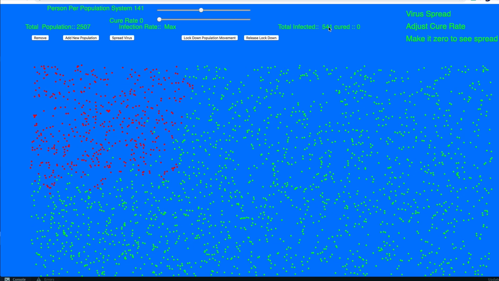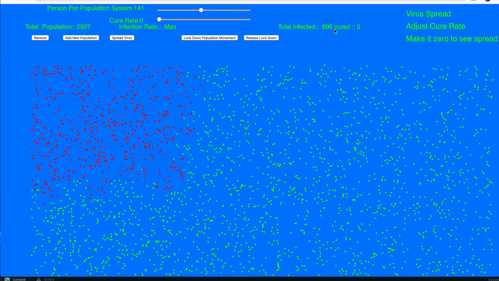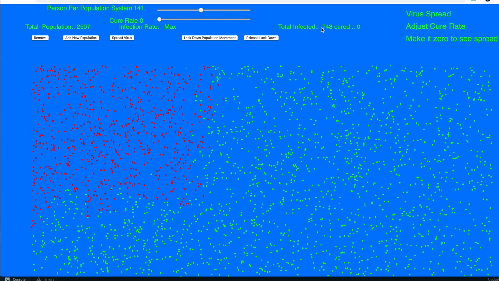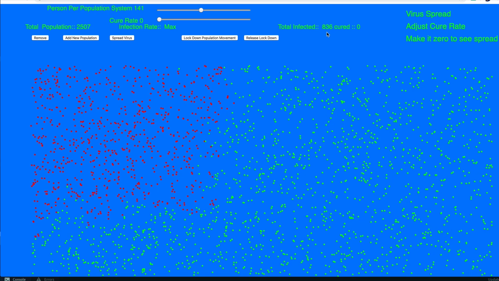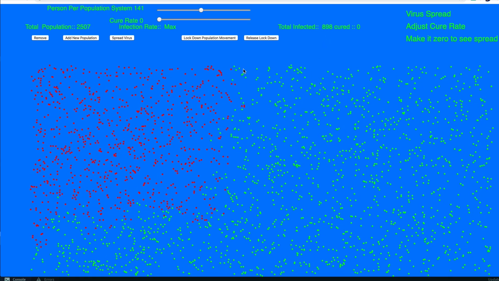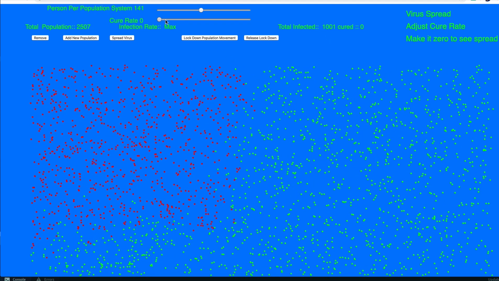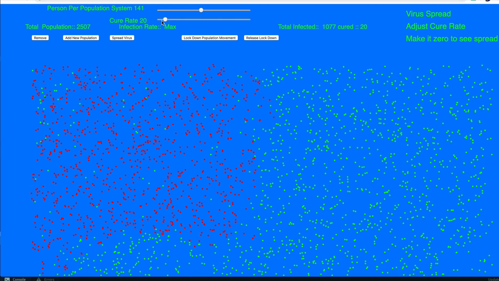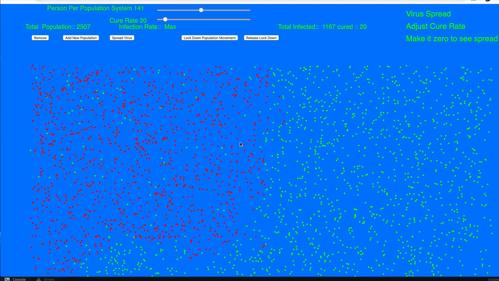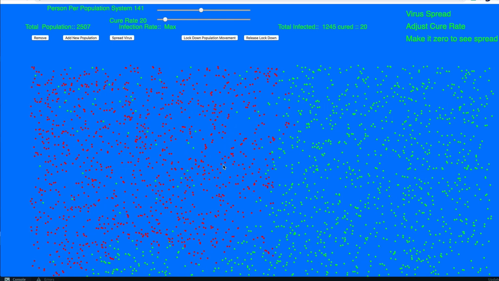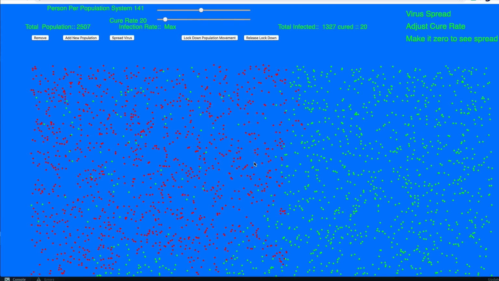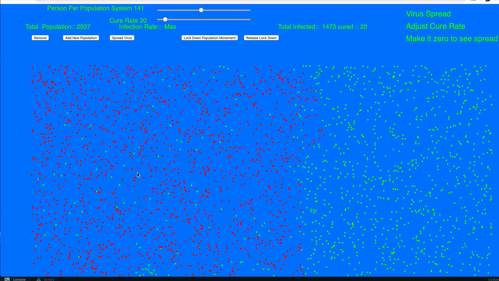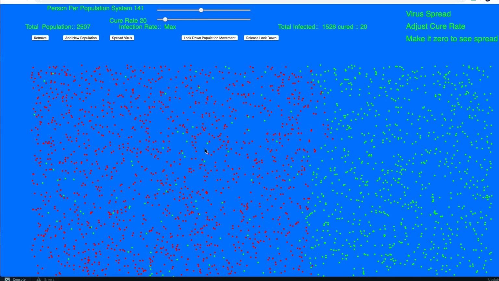Like the total number of infections are 580. Sorry, it just keeps increasing every time I'm talking. So close to 800, and we didn't do anything so far. And let's say we start curing at a rate of 20. Obviously that is not enough given the rate at which the virus has already spread. So if we try to focus it here, they will become green, but they will again get infected.